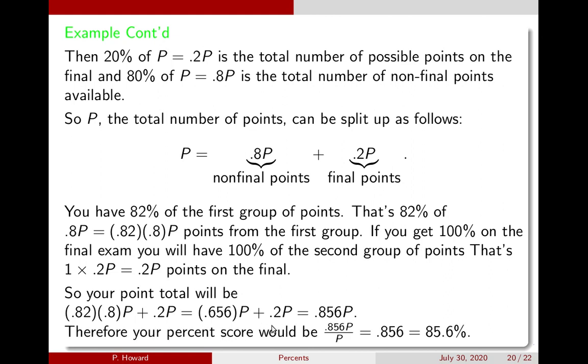Okay, our plan was to take your total number of points and divide by the total number of points available to get your percent score. So 0.856P divided by P. The P's cancel, so as we suspected at the beginning, the value of P doesn't matter. We get 0.856, and in terms of percents, 85.6% is the best you can do overall in the course.